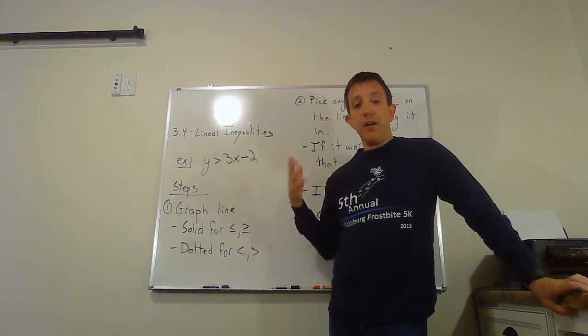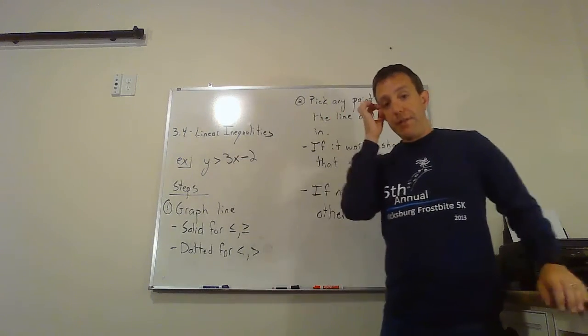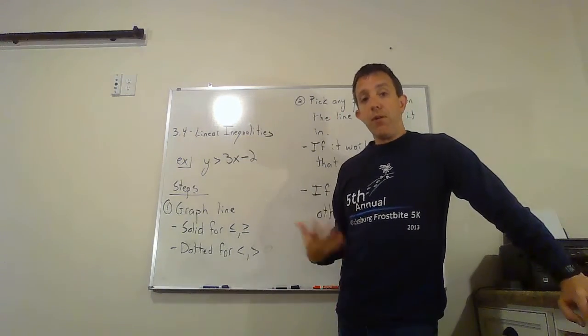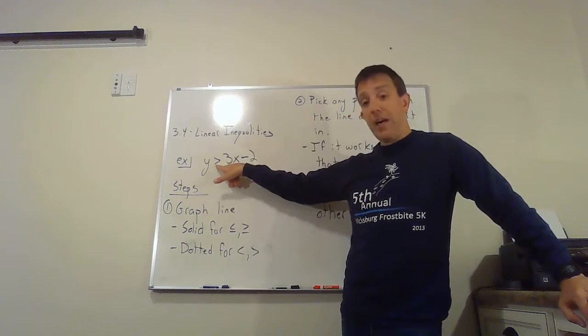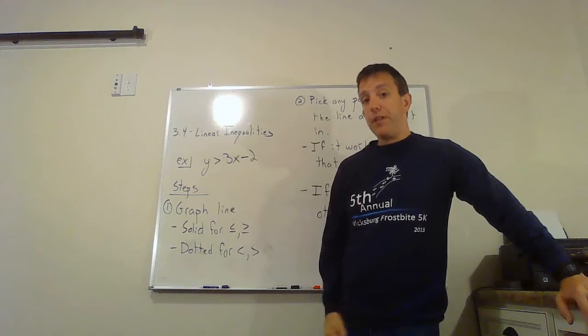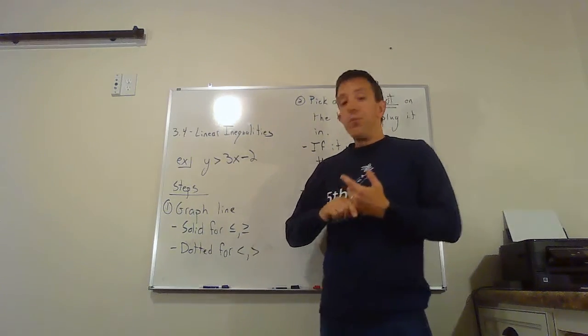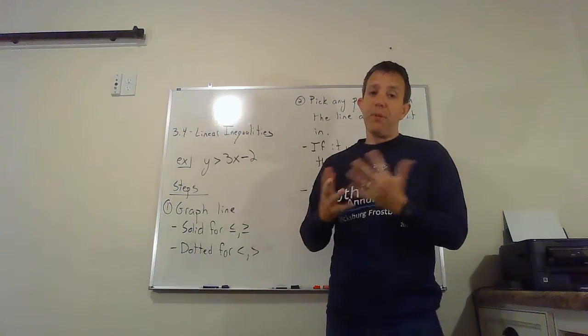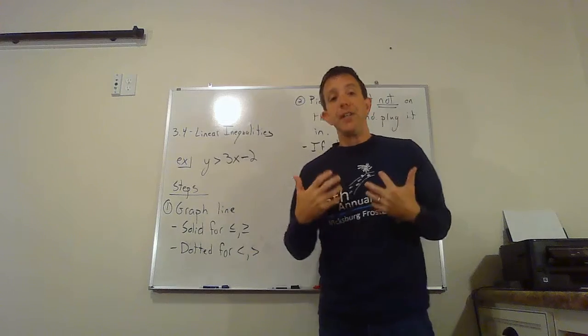An example of a linear inequality in two variables is something like y is greater than 3x minus 2. Notice that it looks a lot like our normal equation of a line, except that we don't have an equal sign. Now we have some sort of inequality, in this case a greater than sign. So we're going to do a lot of the same stuff, and that's what makes it really nice for us. So step one, we need to graph the line.